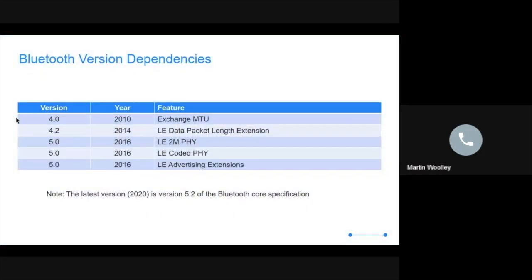There's the sort of version history for you. Version 4 of the Bluetooth stack was the first time Bluetooth Low Energy appeared, and the ability to negotiate a larger MTU has always been there. At 4.2, the LE data packet length extension feature arrived. Version 5 delivered lots of good stuff: LE 2M, LE Coded, and LE advertising extensions. So again, if you're looking to decide what versions you wish to support for your application, this stuff is worth knowing. And be aware that the latest version of Bluetooth released is actually 5.2, which we released earlier this year.